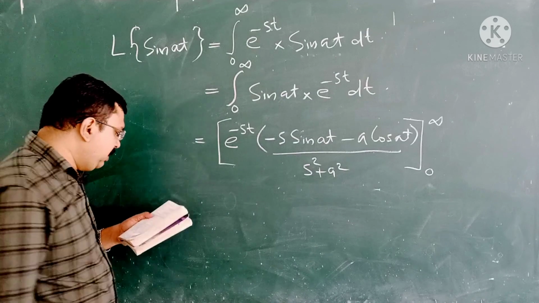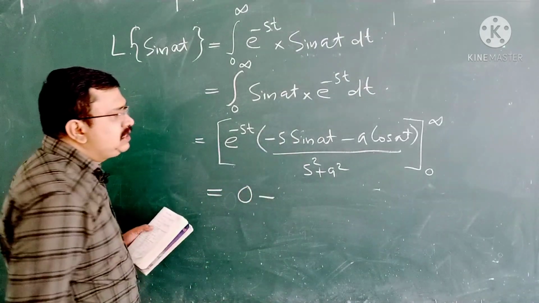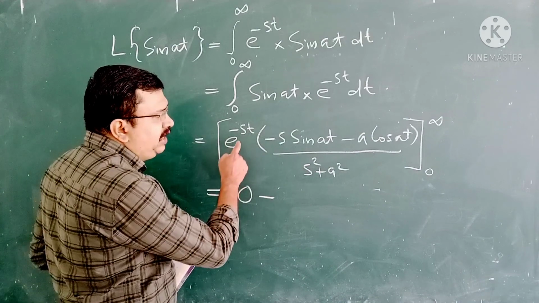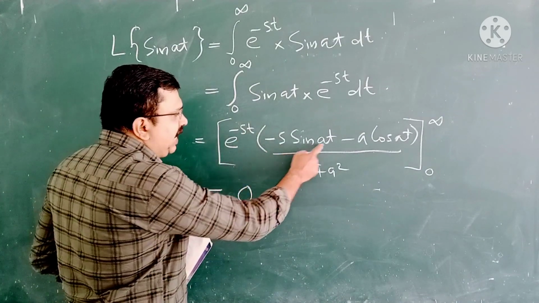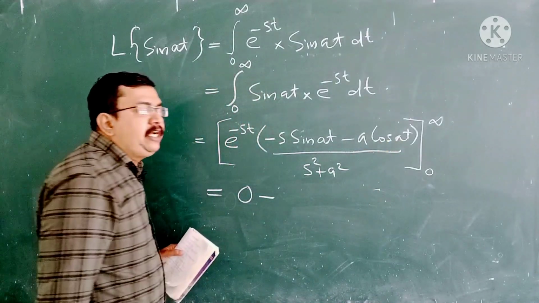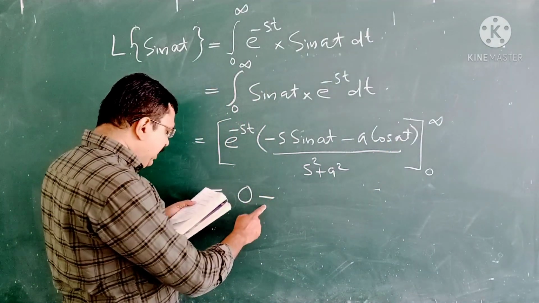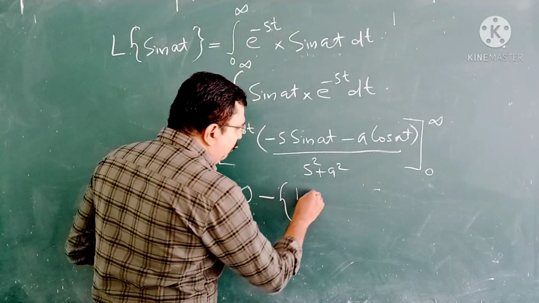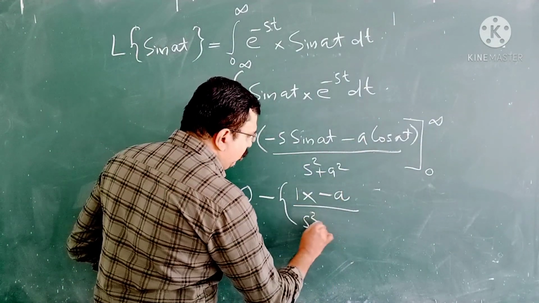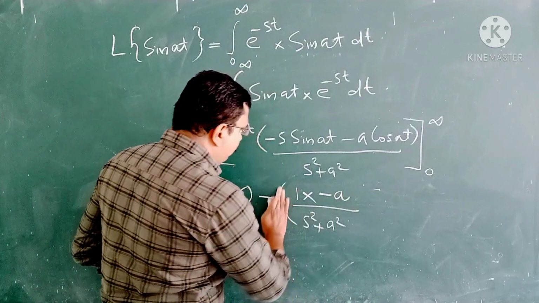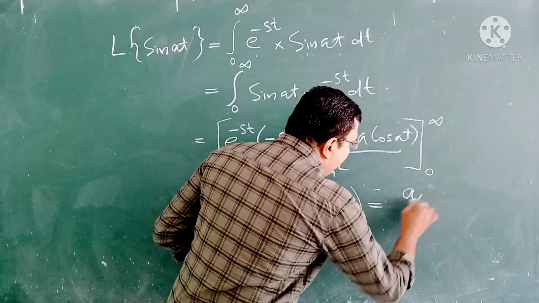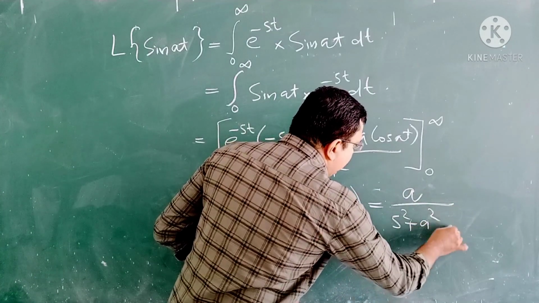Therefore the first term is 0, minus, the second one where we replace t with 0. So e raised to minus 0, that is e raised to 0, into minus s sin 0. Sin 0 becomes 0. Then minus a cos 0. We know that cos 0 is 1. Therefore, minus of 1 into minus a, divided by s square plus a square. Minus of minus becomes plus.